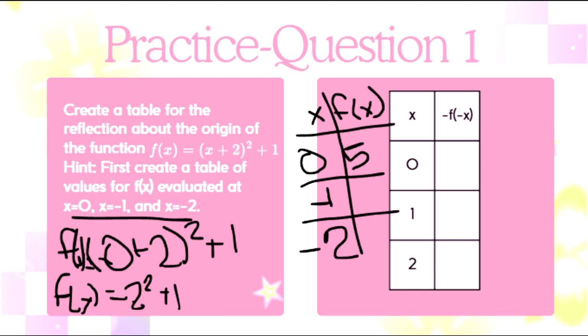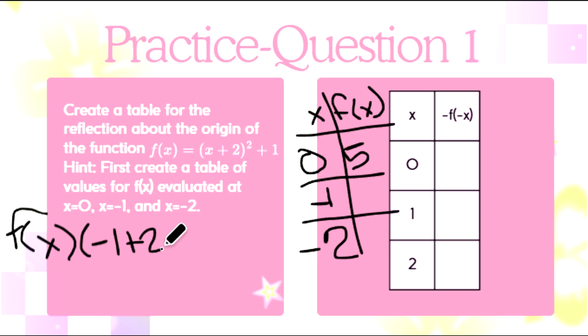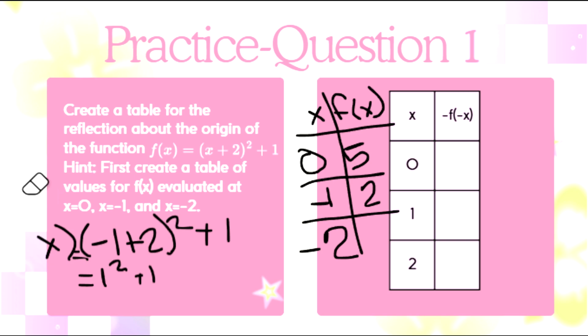Okay, let's erase this garbage because I made a huge mess. Now we'll do our next one, f of x, and our next x value is -1. So we have -1 plus 2, squared, plus 1. -1 plus 2 is +1, so 1 squared plus 1. 1 times 1 is 1, plus 1 is 2. Okay, let's do our last one.